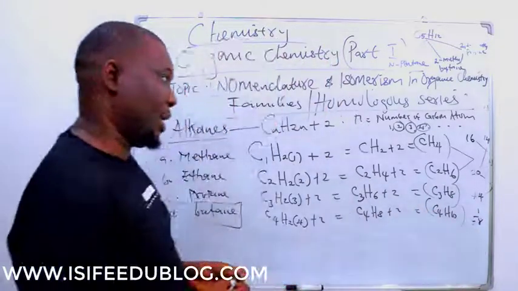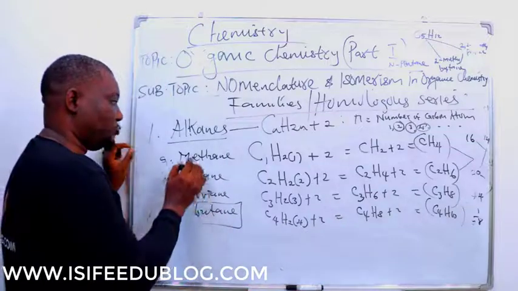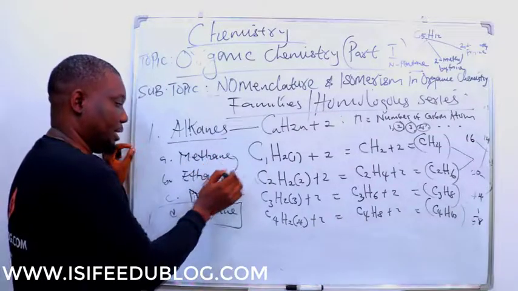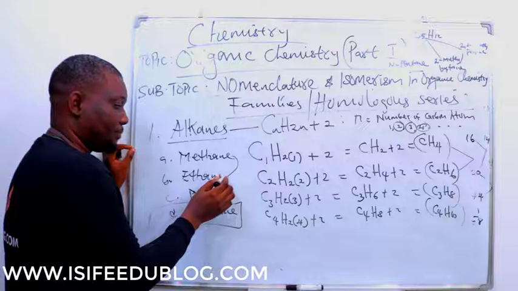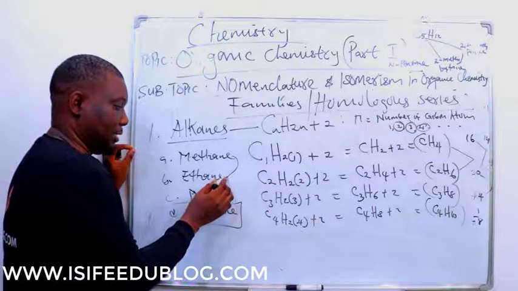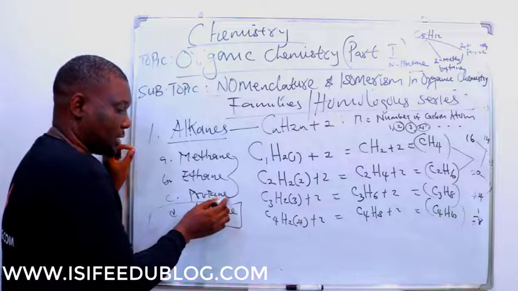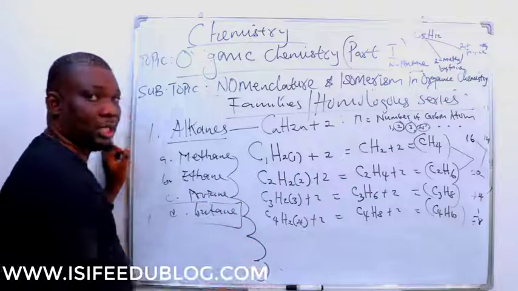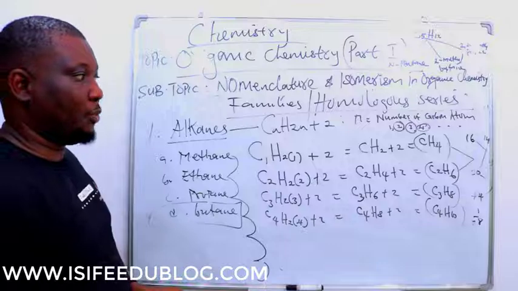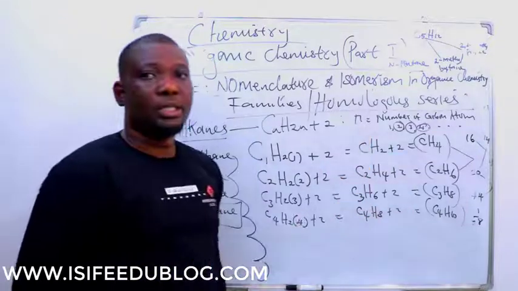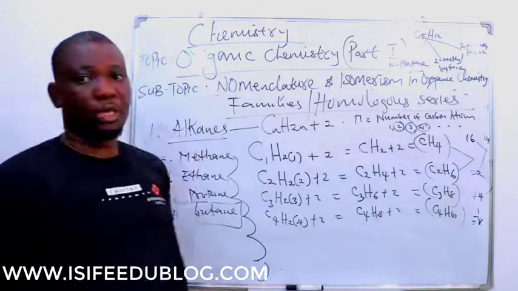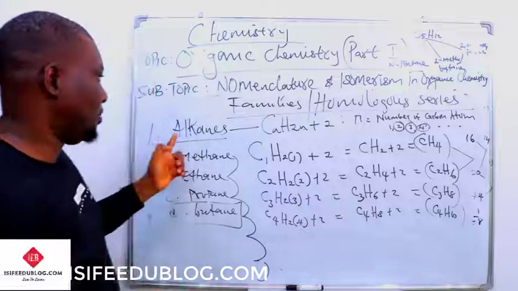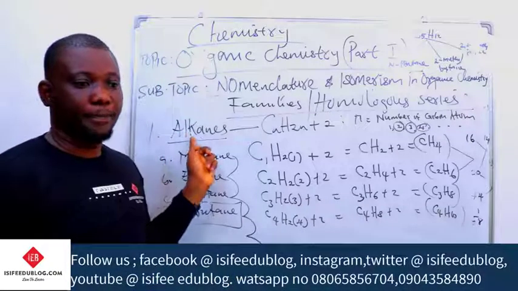So that means, look at how it is now. The successive member of methane is ethane. The member succeeding ethane is propane. What succeeded propane is butane. You can do this on and on till the 10th member, as the case may be. And with that, you can derive the general molecular formula. And this is on the family of alkane.